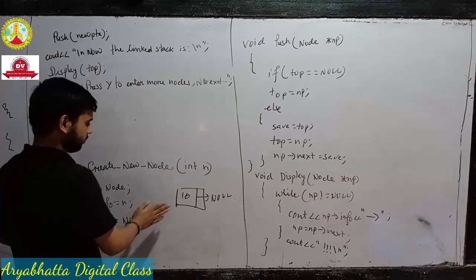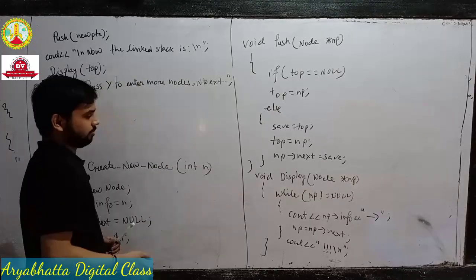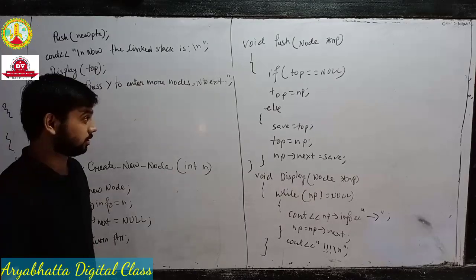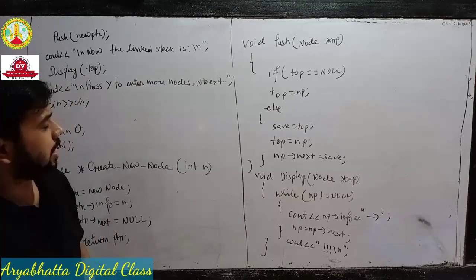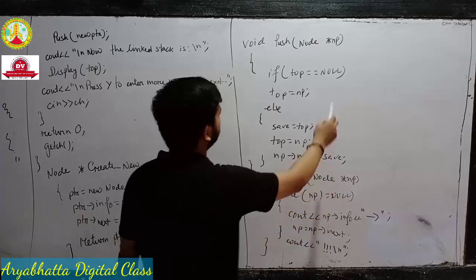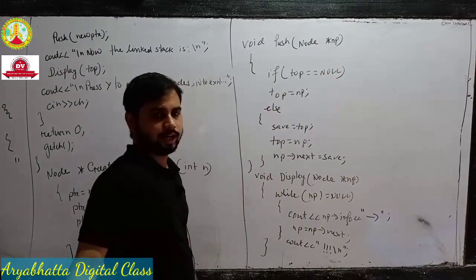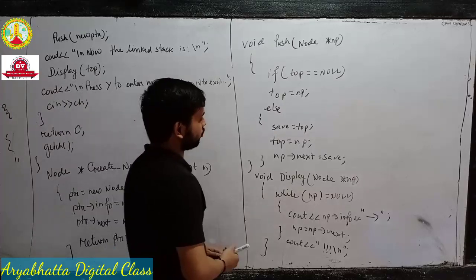For main operations, what will be performing them? Output will be performed by the main function. Let's see. After that, void push, your new pointer will be created. If top is equal to null, top will be directly np. Otherwise, save is equal to top, means where?